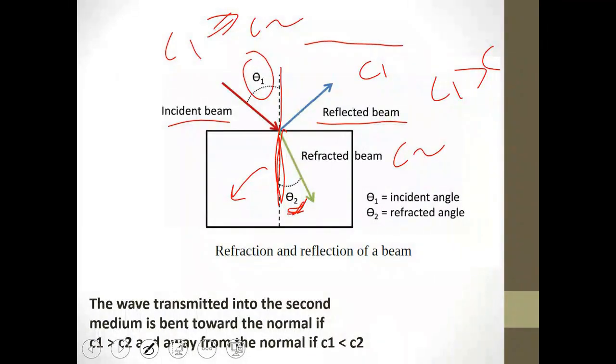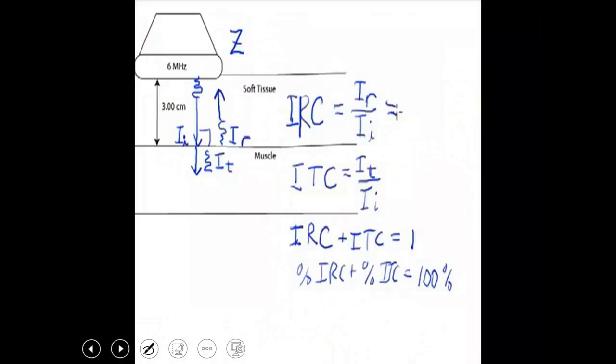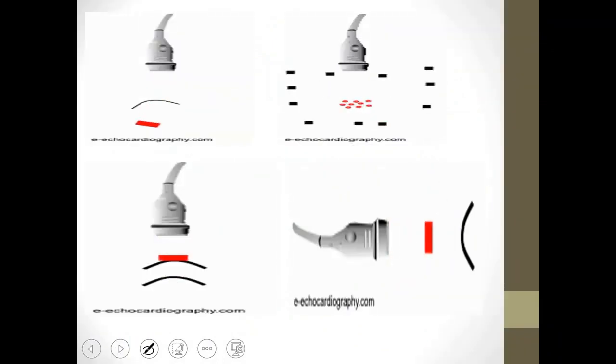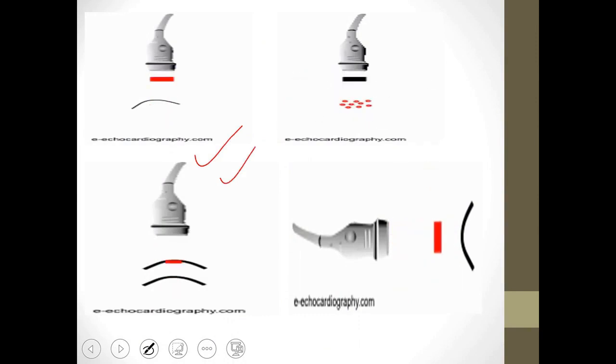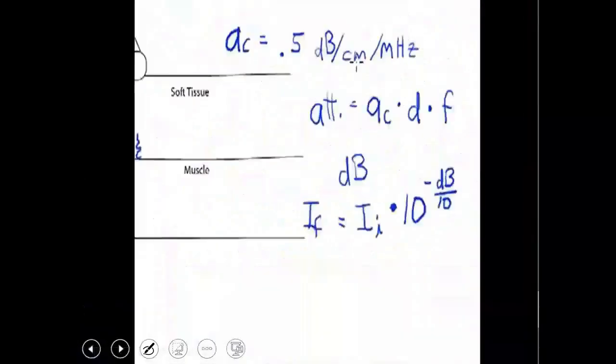The law that expresses this refraction is called Snell's law, which states that the sine of the incident angle over the sine of the refracted or transmitted angle is equal to the speed in medium 1 divided by the speed in medium 2. That is Snell's law. This shape represents scattering, this is the refraction that occurs, and this is the attenuation or transmission that happens. It's as if there is reflection occurring, or something is being reflected.